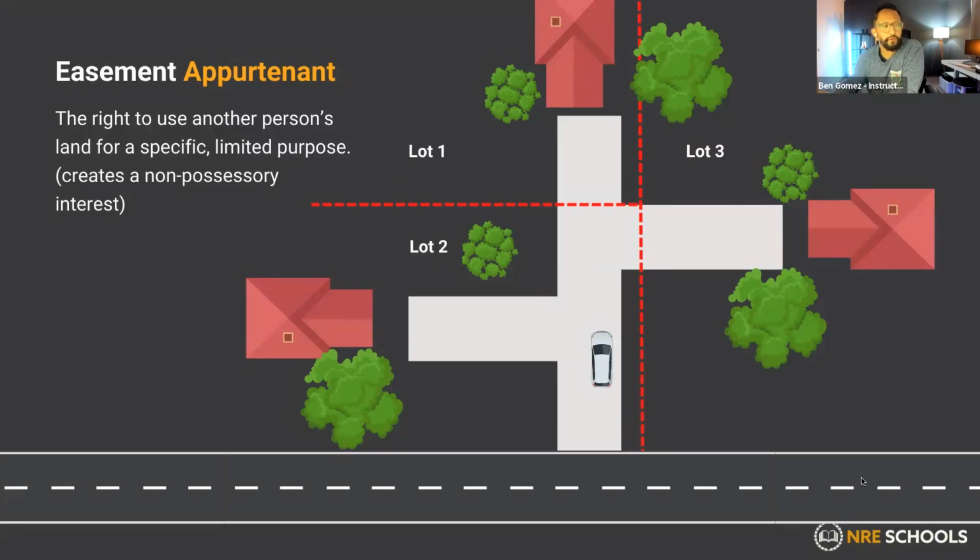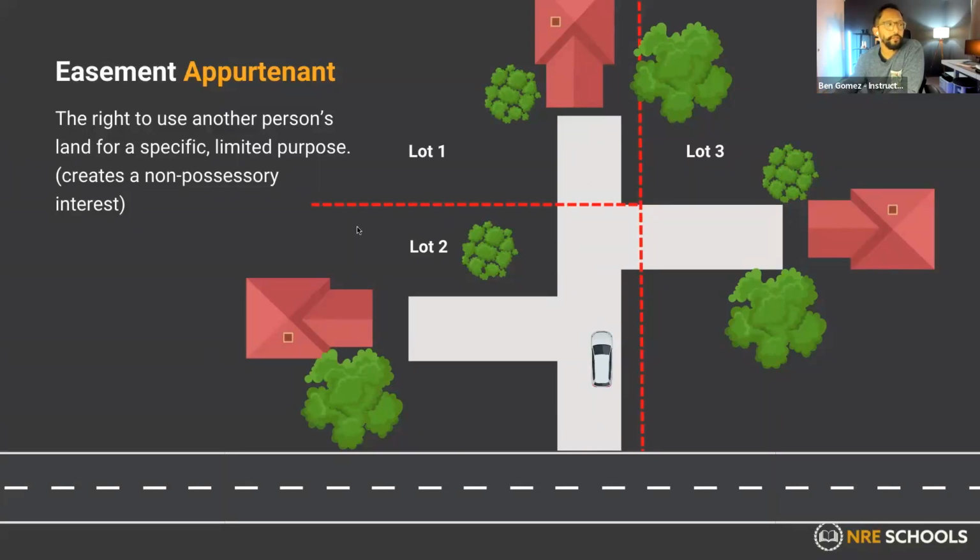You're driving on the street, and let's say you own lot number 3. Let's say you own this house. A driveway easement is like this. I have to drive onto lot number 2's driveway to get to my property. And it goes the same for lot number 1. Lot number 1 can't just jump to their property. They have to cross lot number 2 to get to lot number 1.